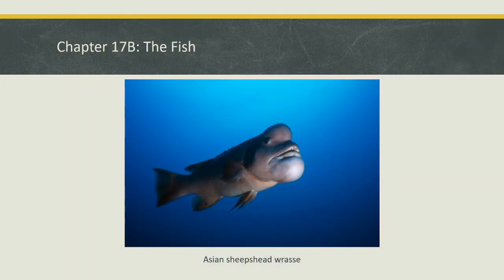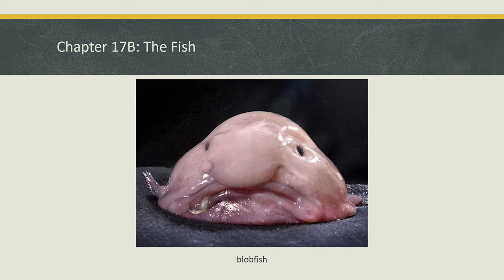And then a little bit more, depending on where you look in the depth, oftentimes when you get to the deeper stuff, there are some pretty interesting things. Not all of these are deep sea fish, but quite a few of them are. So here is the Asian sheepshead wrasse. Then you have the very aptly named blobfish.